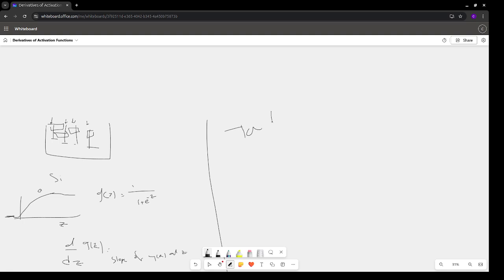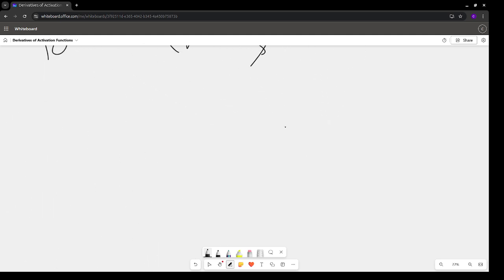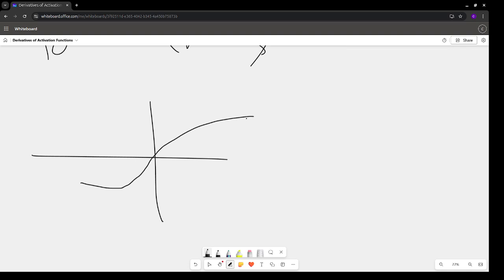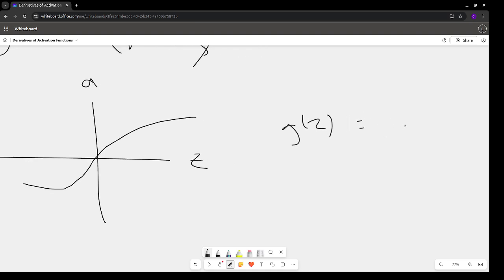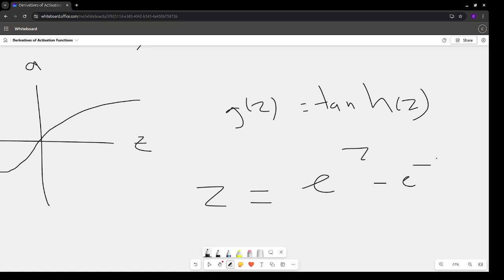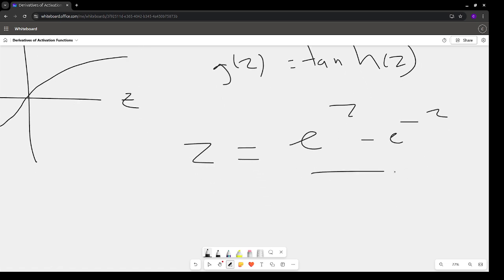Let's go to tanh function. So the tanh function looks something like this, right? Now we're going to have tanh. We can write that as tanh(z) equals e raised to z minus e raised to minus z, over their sum.